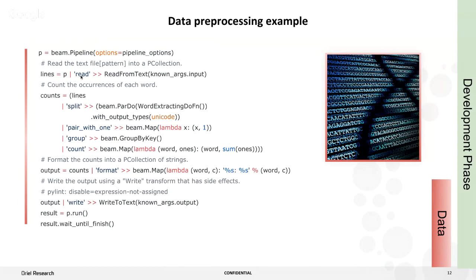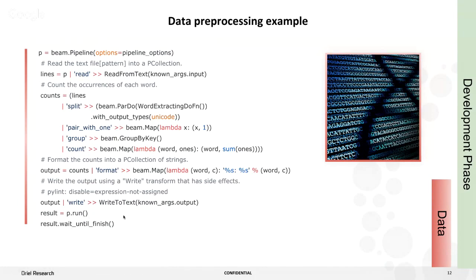So basically, you'll have one step to read the text, extract the words for each line, pair each word with one, and then group by the key, which is the word, and map it, sum the ones that you have next to each word based on the keys, format the data, and write it to text. All this is going to build a graph that you're going to run and then wait until it finishes. If you do it on a local runner, it's going to happen on a machine.